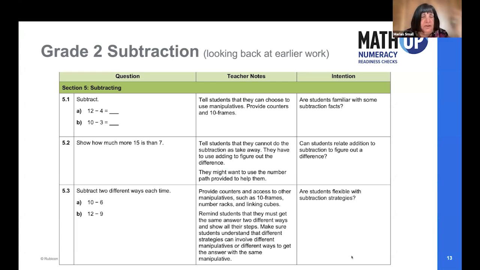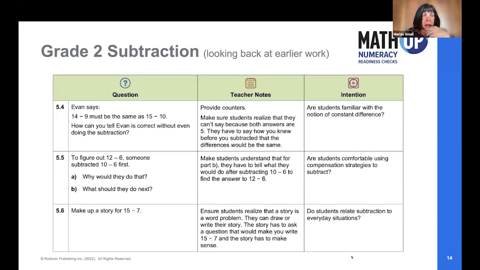Tell students they can do this, provide this, remind students of this. And there's also those intentions. So the first question is to see, do they know their facts? But the second question is, can they relate addition to subtraction? And the third question is, are students flexible? So we're seeing those various things.